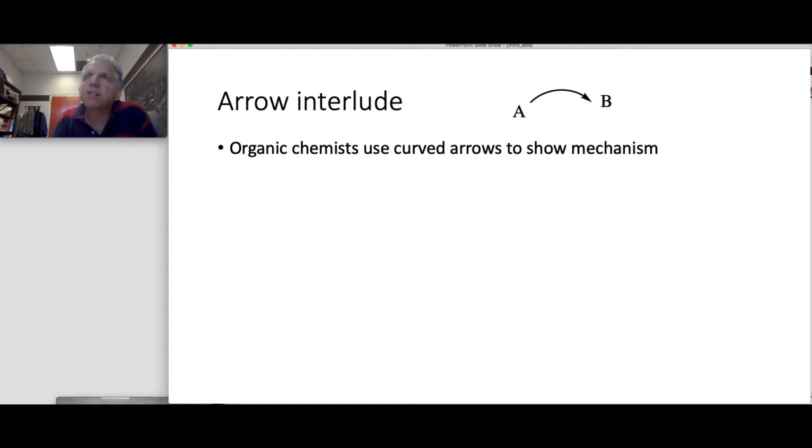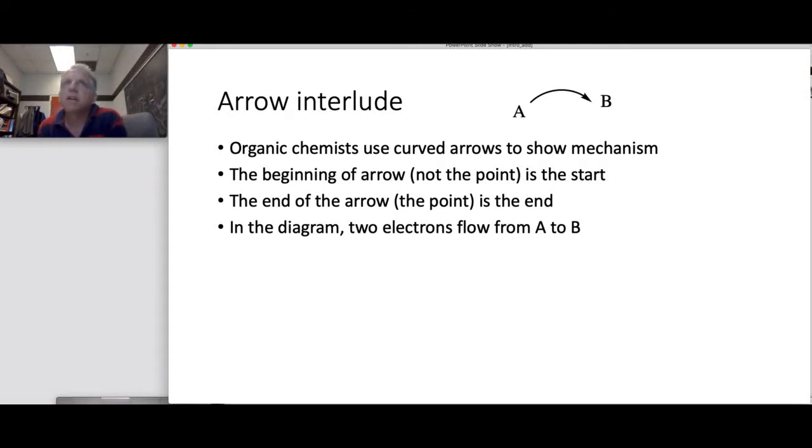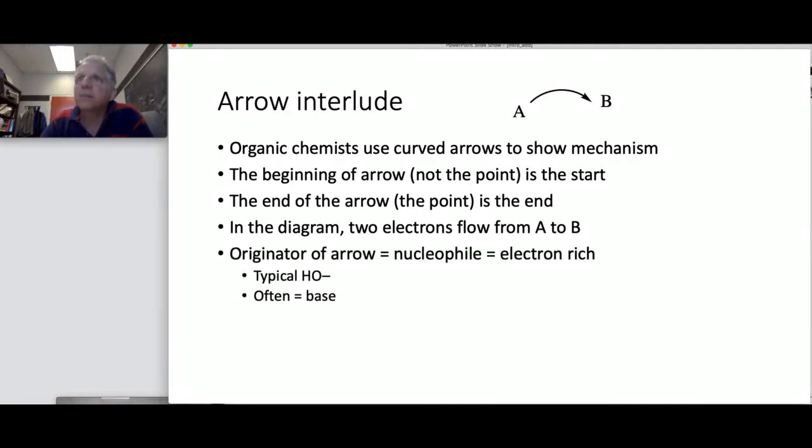So you might have a question that says, show the mechanism using curved arrows. The beginning of the arrow, which is where the A is, is the start, and the end of the arrow, which is the pointy part, is the end. The arrow symbolizes the flow of two electrons. Here, two electrons from A are flowing to B. It doesn't say so here, but the product of this action is that A is going to form a bond to B.